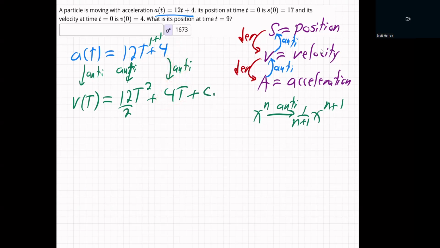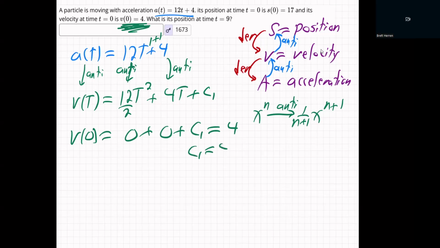Plus constant number 1. There's always a constant. Why? Because the derivative of that would go back to 0. It would be nothing. So there could be a constant there. Constant number that doesn't have t, just a number without any letter. Okay, now how do we find that constant? Well, they tell us right here. The velocity at 0 is 4. So if I plug in 0 at time 0, this is going to be 0, constant 1, and that's equal to 4. The velocity at time 0 is 4. So the constant 1 is 4.